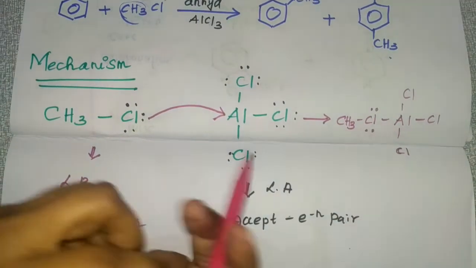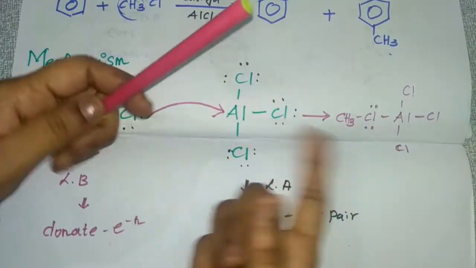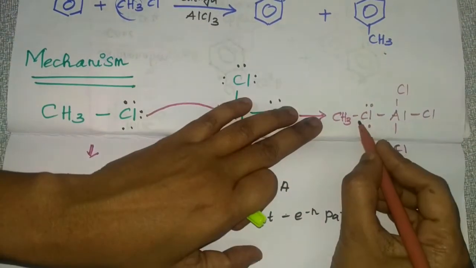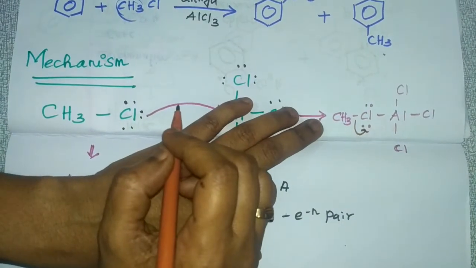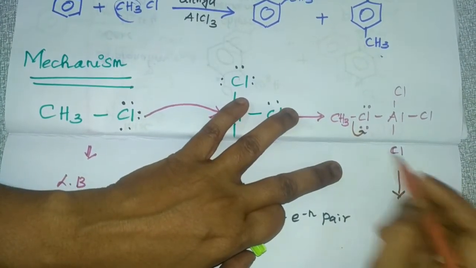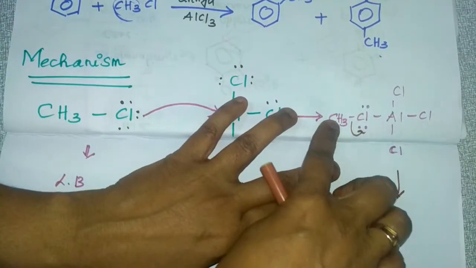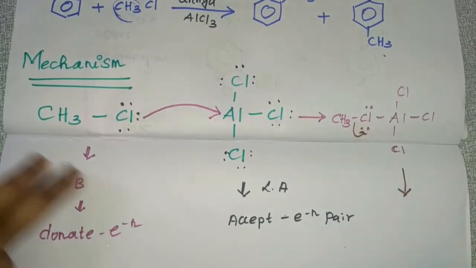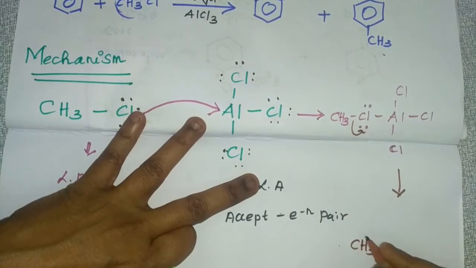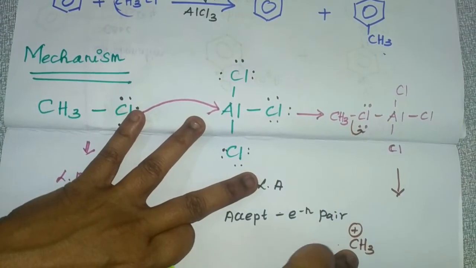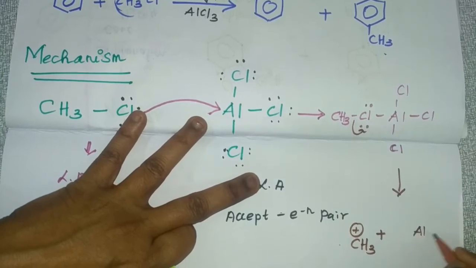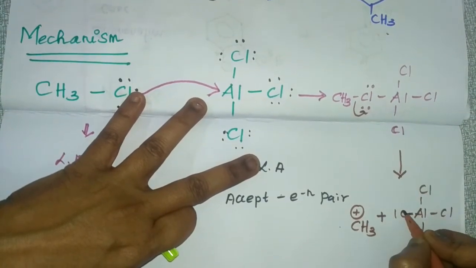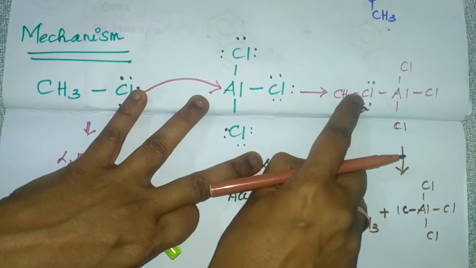After the formation of this product, what happens? This chlorine is highly electronegative, so it will take the electrons towards itself. And what will be the charge of this carbon? It will have a positive charge. So after taking the shared pair of electrons towards itself, the product formed is CH3 plus and AlCl4 minus. This is the product formed after the chlorine takes the lone pair of electrons.